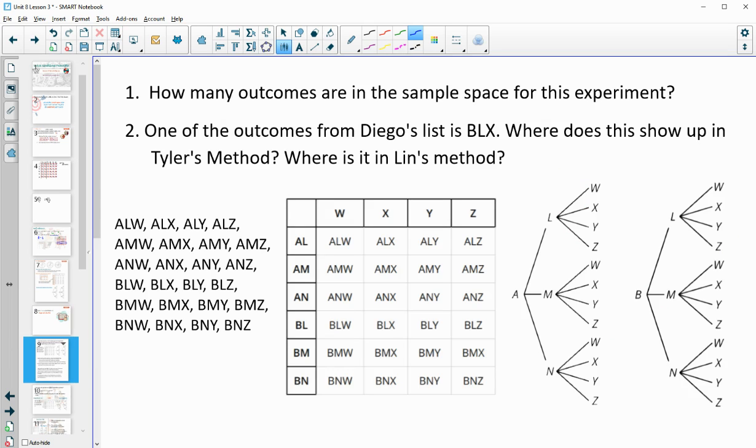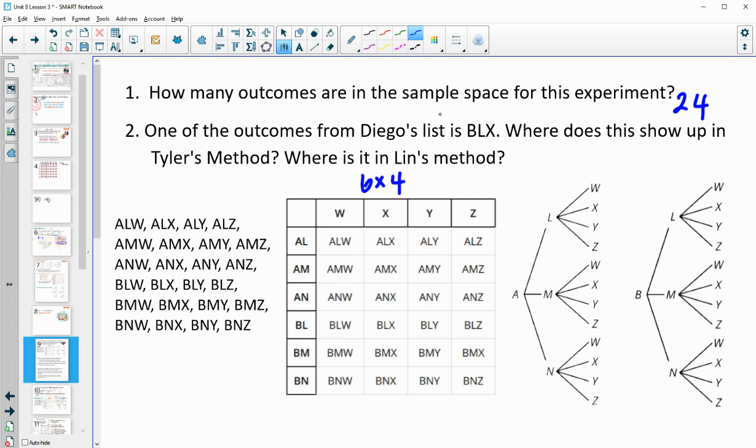So how many outcomes are there in the sample space for each experiment? So you could count them up. I chose to count it from Tyler's because then I can see that there's 6 options on this side and 4 here. So I just multiplied instead of having to actually physically count to 24.